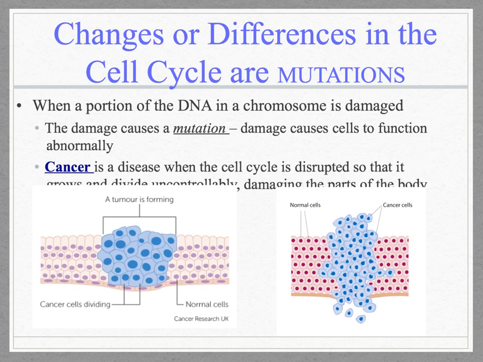In the pictures below, you can see normal cells and where a tumor, or a group of cancer cells, is forming. These cancer cells begin to invade other parts of the body and take their spot. In the next few days, we'll be taking a closer look at mutations.